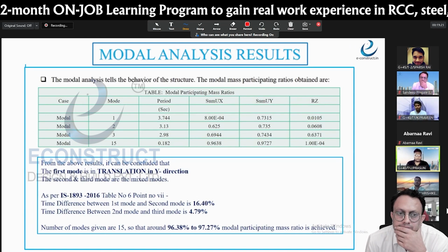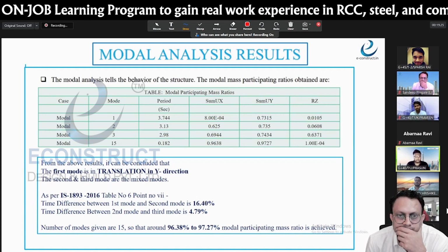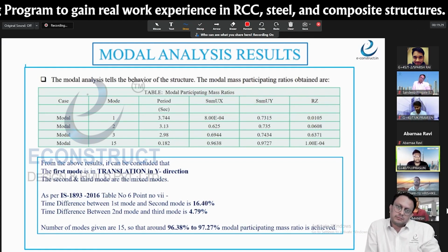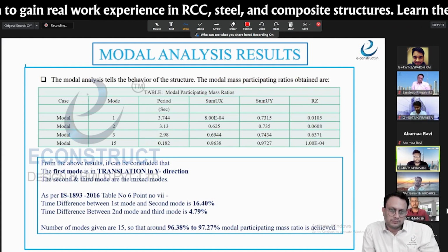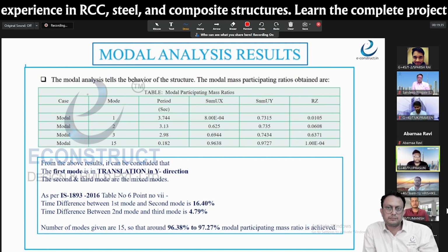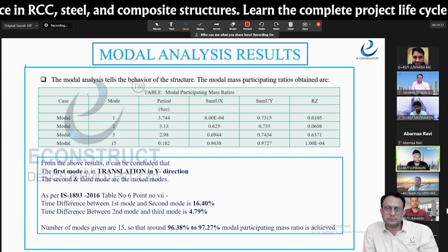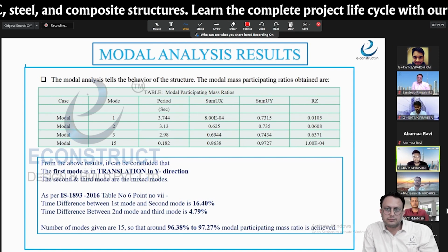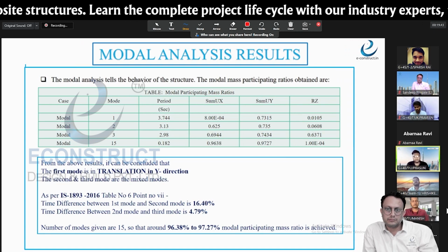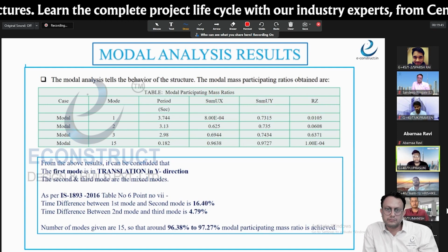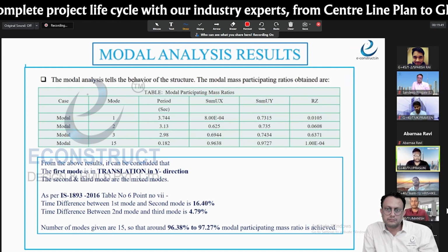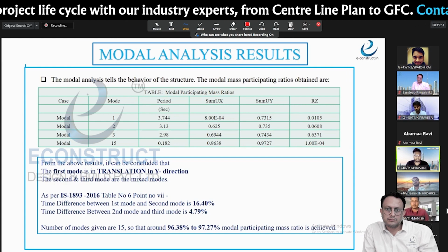Yes, this is the modal analysis results. The fundamental time period is coming 3.744, and the first mode is completely a translation mode in the y direction. The time period gap from the first mode to the second mode is 16.4. But in the case of the second mode and third mode, we have got a mixed mode, and the time period gap is not achieving up to the mark. We are trying to make it more than 10% as well.